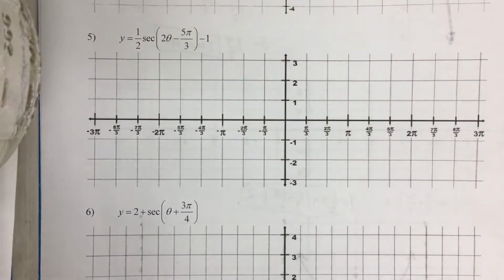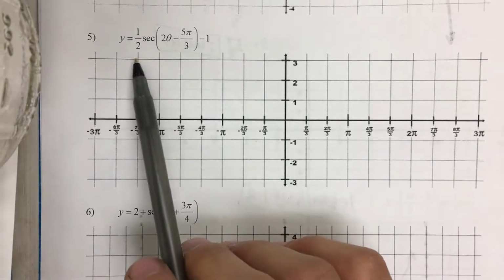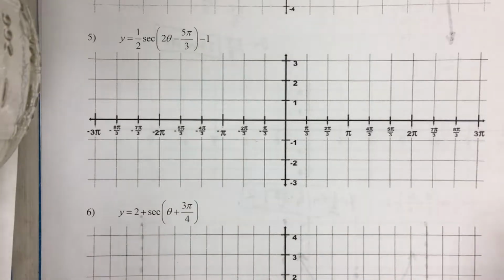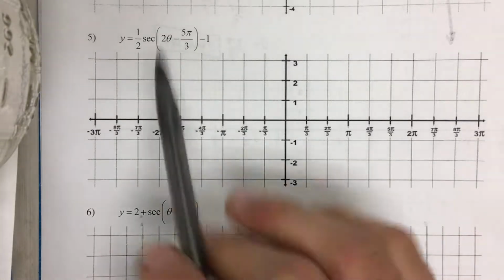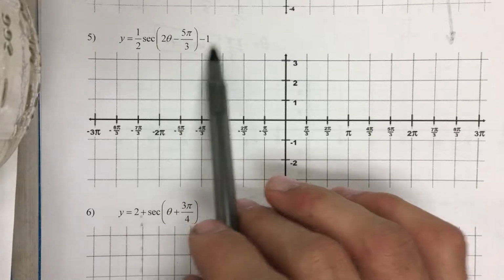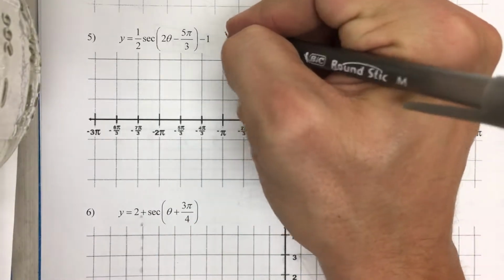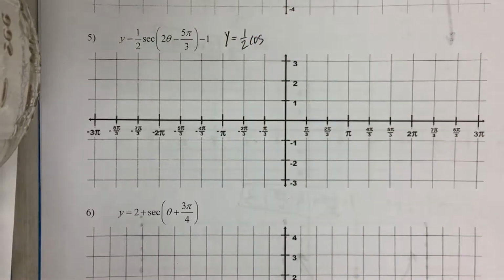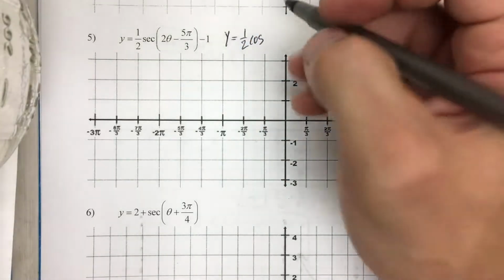All right, so here we're going to look at how to solve a secant graph. One of the first things we need to realize is that if we're going to graph y = 1/2 secant of (stuff) minus 1, the first thing we need to do is graph y = 1/2 cosine of (stuff) minus 1. So let's go ahead and write that in here. The reason we're doing this is because secant and cosine are reciprocal functions of each other.